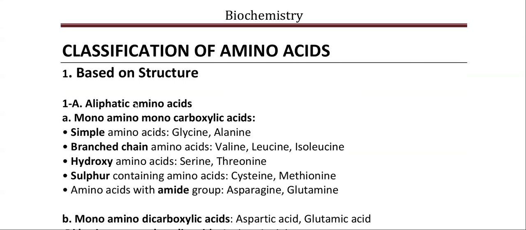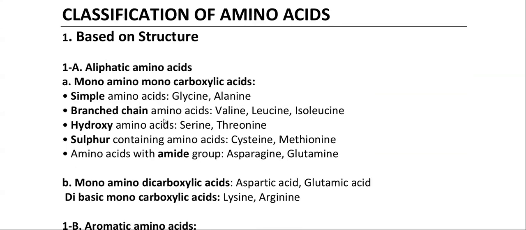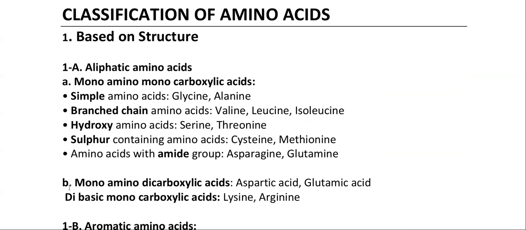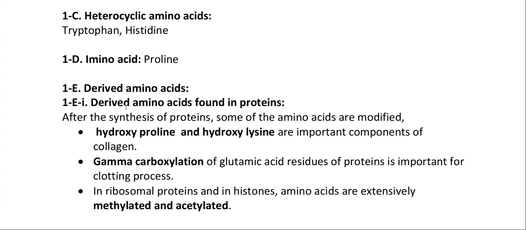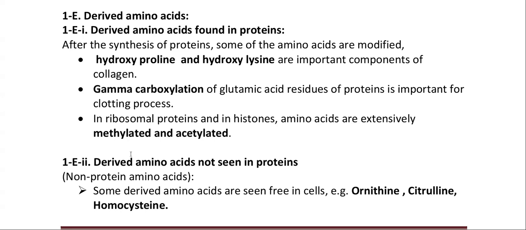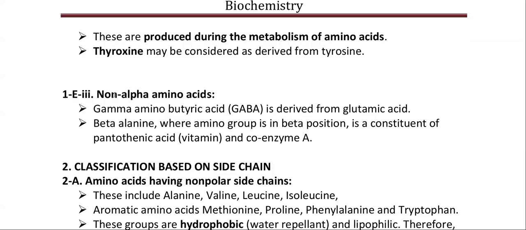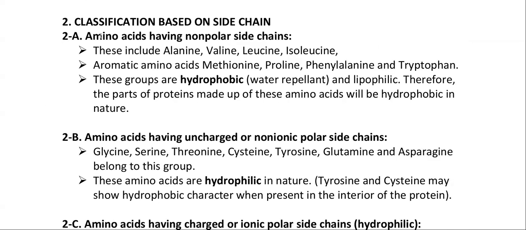So, number one, aliphatic amino acid, and aromatic amino acid. In aliphatic amino acids, monoamino monocarboxylic acid, monoamino dicarboxylic acid. Then aromatic, heterocyclic amino acids, derived amino acids, derived amino acids found in protein, derived amino acids not seen in proteins. Then non-alpha amino acids. Then classification based on side chain.